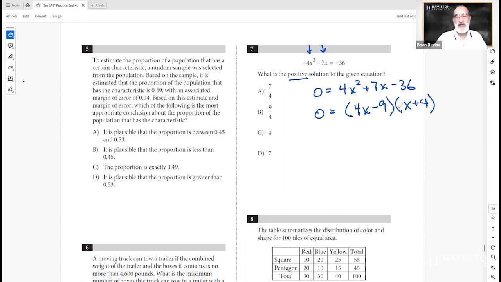But then you could graph that thing and see where the zeros are. So x in this case is going to be, well, the first thing 0 would be 9/4. Or x could be -4. And they want the positive one. So B is your answer.